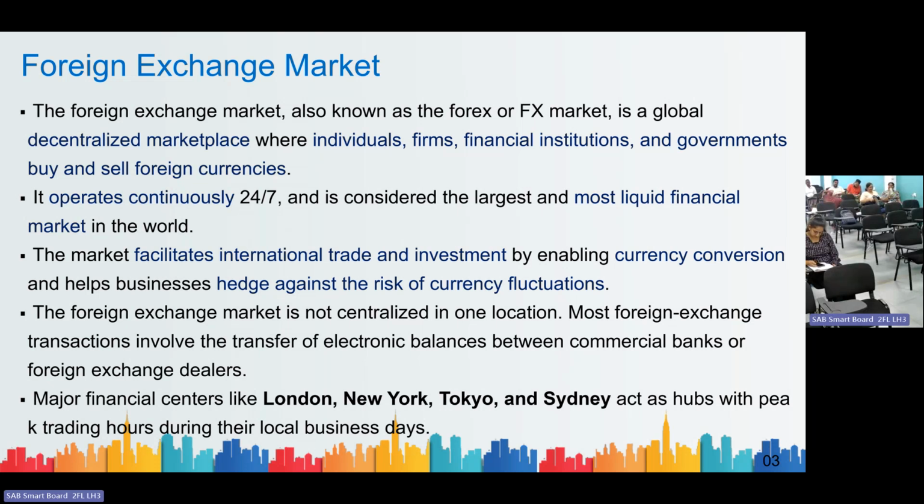The market facilitates international trade and investment by enabling currency conversion and helps businesses to hedge against the risk of currency fluctuation. Hedging means taking some precautionary actions to avoid risks coming from exchange rate fluctuation. The foreign exchange market is not centralized in one location. Instead, they are connected electronically. Major financial centers like London, New York, Tokyo, and Sydney are kind of hubs in the foreign exchange market.